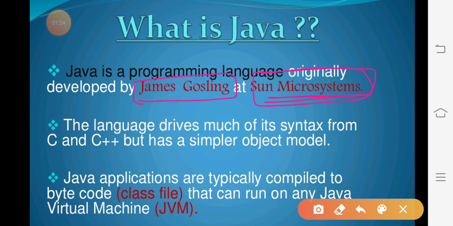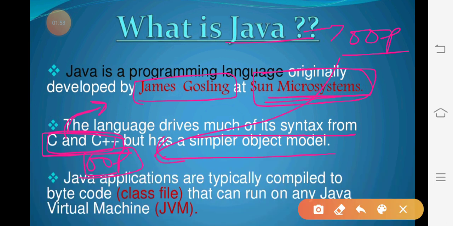Then the language derives much of its syntax from C and C++, but has a simpler object model. That means we have two languages, C and C++, as high level languages, and whatever syntax is defined in C and C++, the same syntax Java also follows, because it is also an OOP oriented language. That means object oriented language, and Java is also an object oriented programming language. So that's why both follow mostly the same properties.